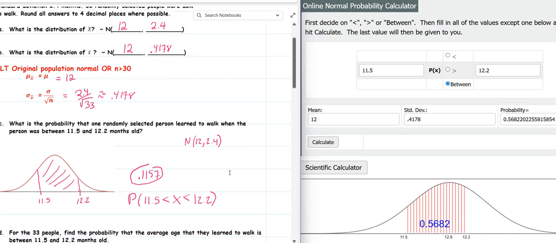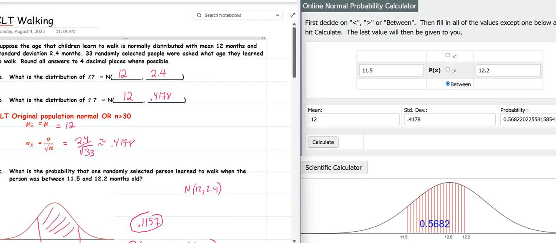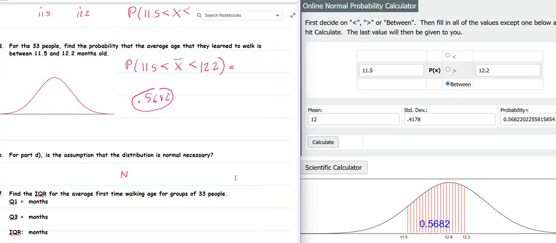Okay, for the next part, is the assumption that the distribution is normal necessary? And the answer is no, it's not, because even though we were told our original population is normal, our sample size is 33, which is greater than 30. So no, not necessary.